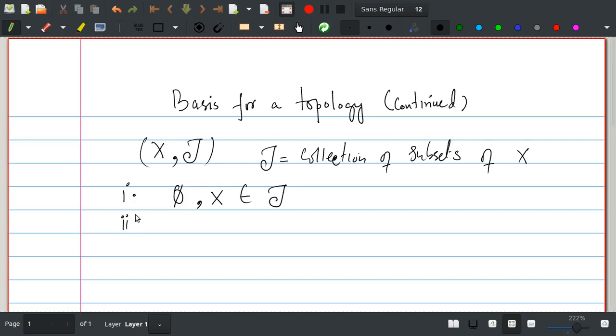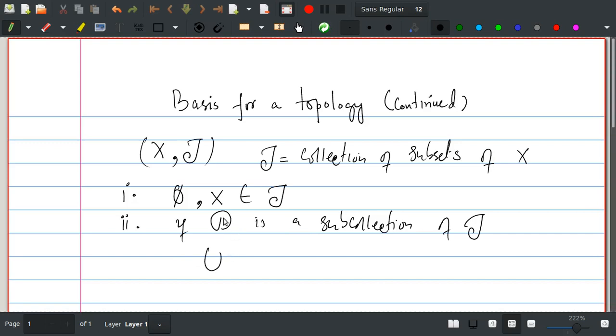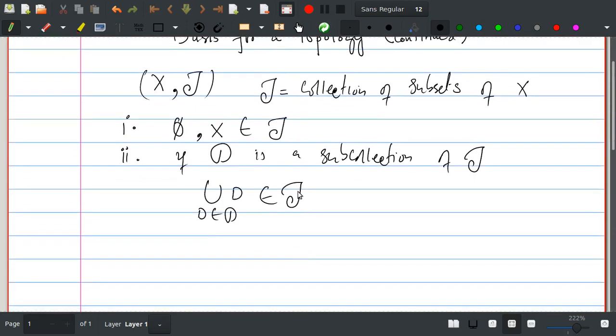Then we have the second condition, that this T is closed under arbitrary union, i.e. if this fancy D is a subcollection of tau, then if we look at the union of all elements of D, then this set has to be in this collection. So this means that this fancy T is closed under arbitrary union.